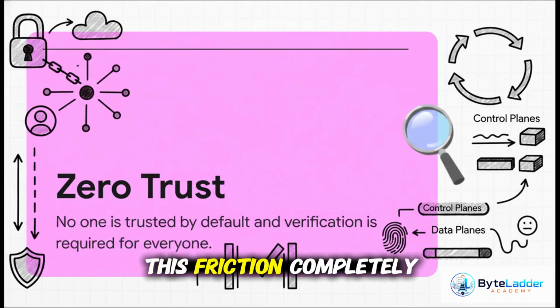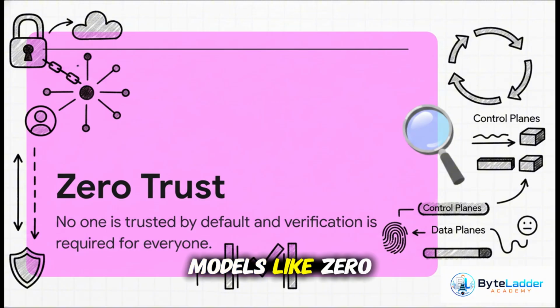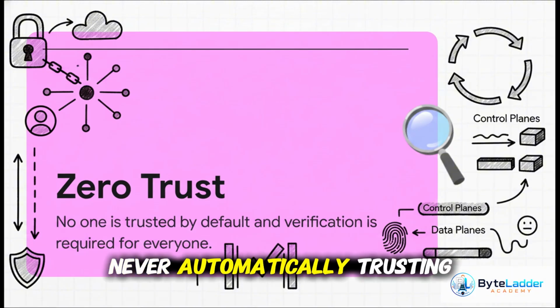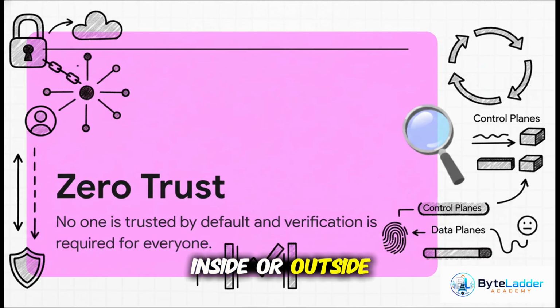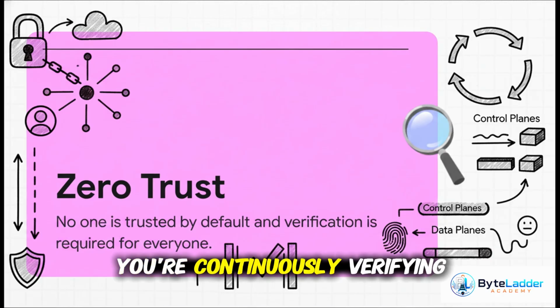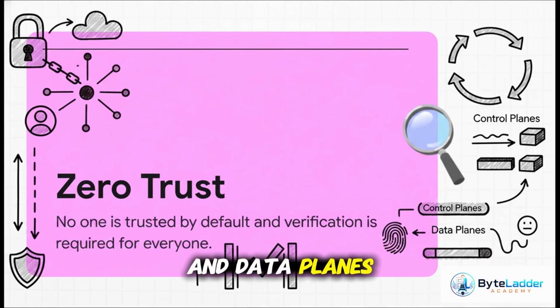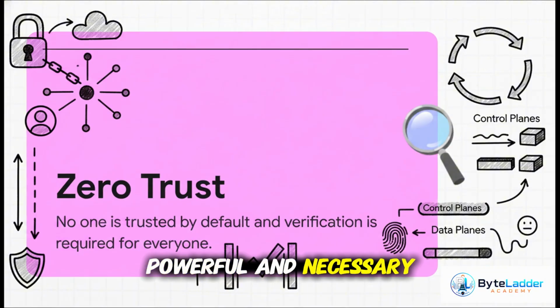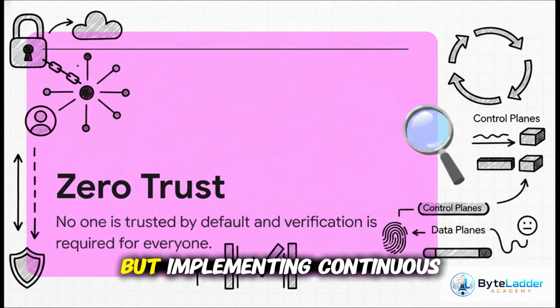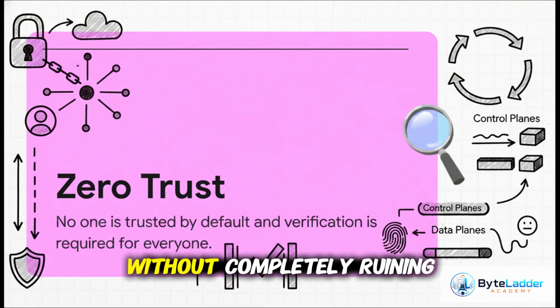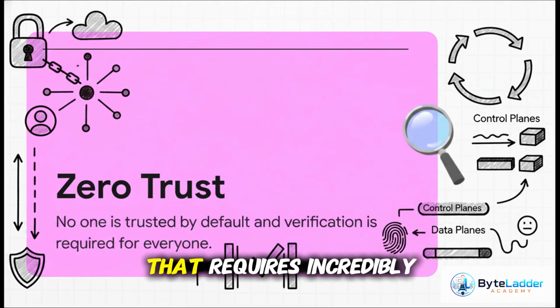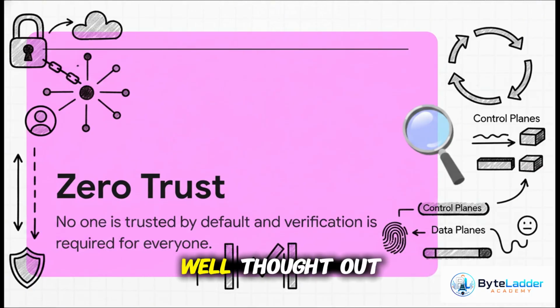And this friction extends to modern models like Zero Trust too. Zero Trust means exactly what it sounds like, never automatically trusting anyone, whether they are inside or outside the network. Instead, you're continuously verifying access using control and data planes. It's a really powerful and necessary evolution in cybersecurity, but implementing continuous verification without completely ruining the user experience requires incredibly careful, well-thought-out design.